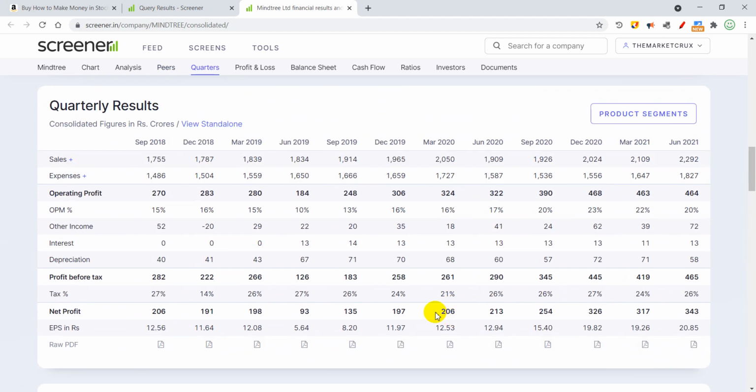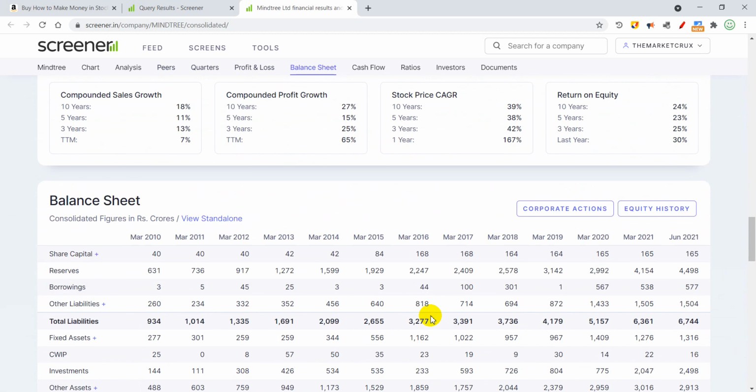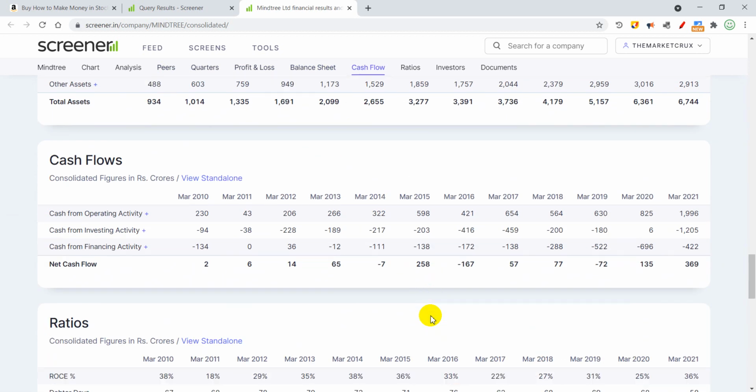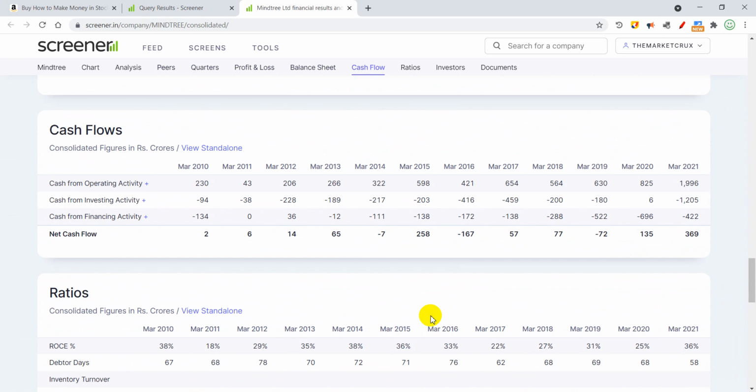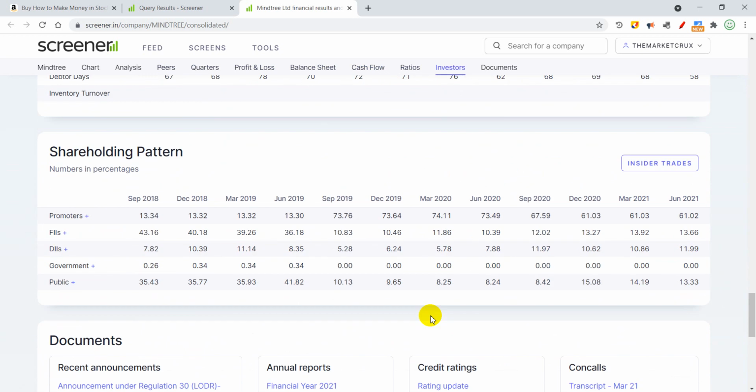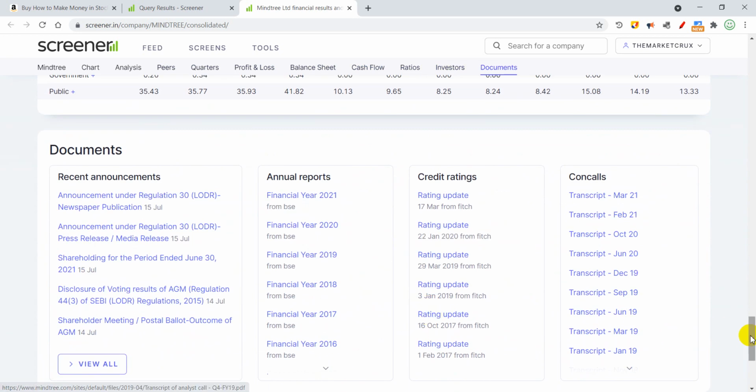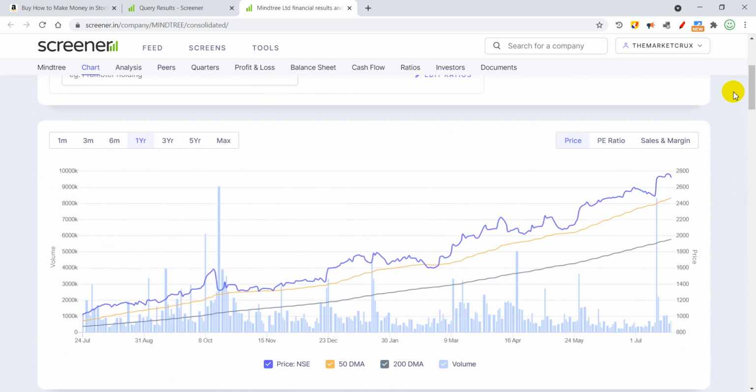Also, you can look at the quarterly results, profit and loss statements, balance sheets. So quite an extensive research has been given by Screener.in over here, and you can keep on looking at all these details to shortlist a few stocks which are going to be your rock star stocks for coming months.